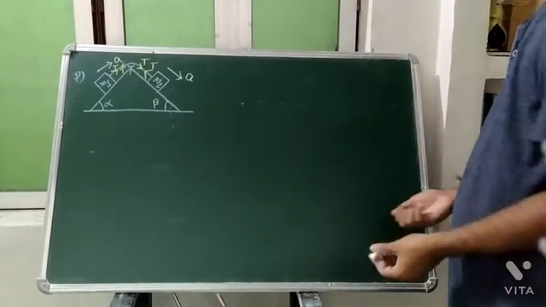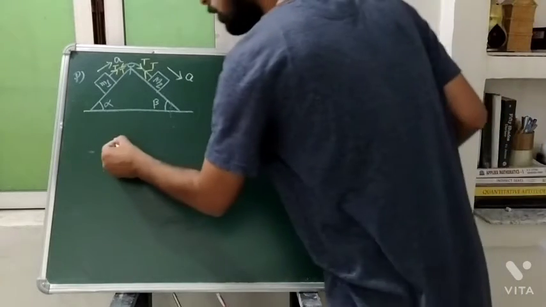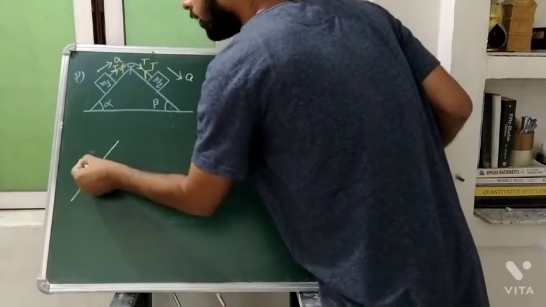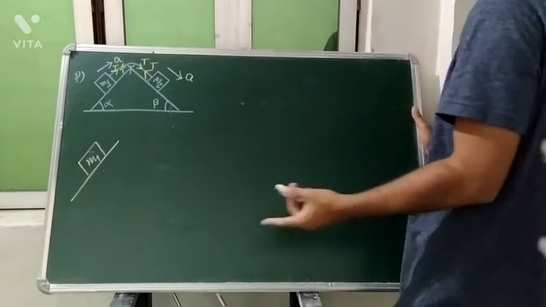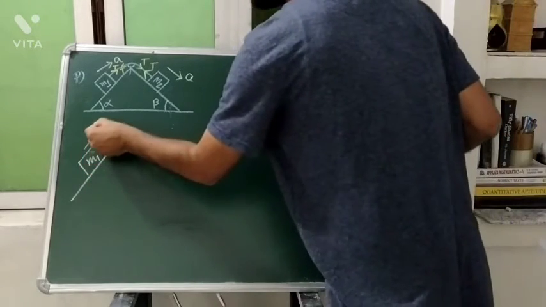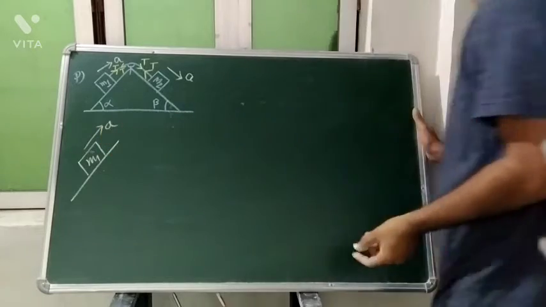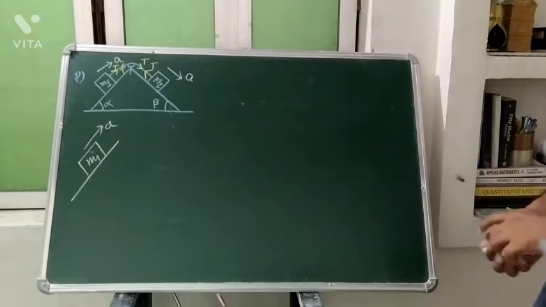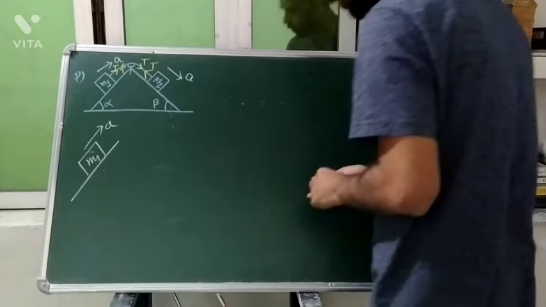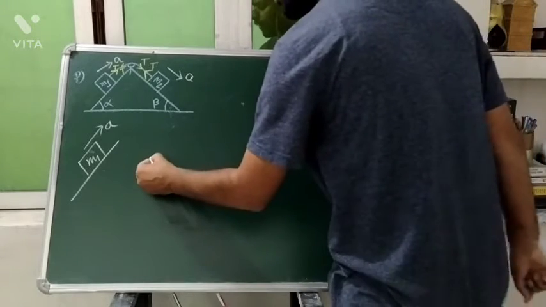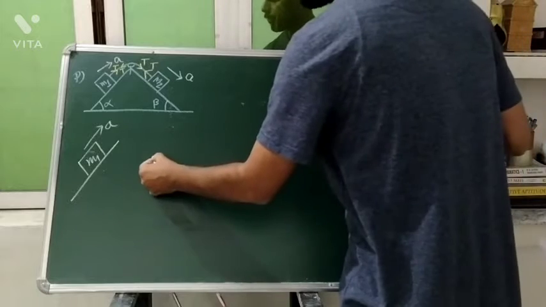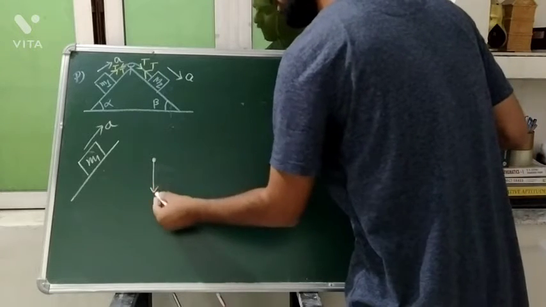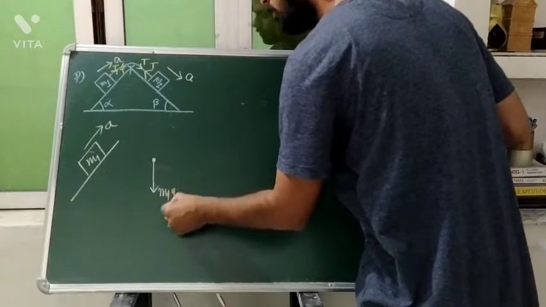Next thing, what will we do, student? We will draw the free body diagram. Suppose we are drawing the free body diagram of mass M1, which is accelerating in this direction with an acceleration of a. When I draw the FBD of mass M1, the force due to gravity is going to act in this direction, M1 G.